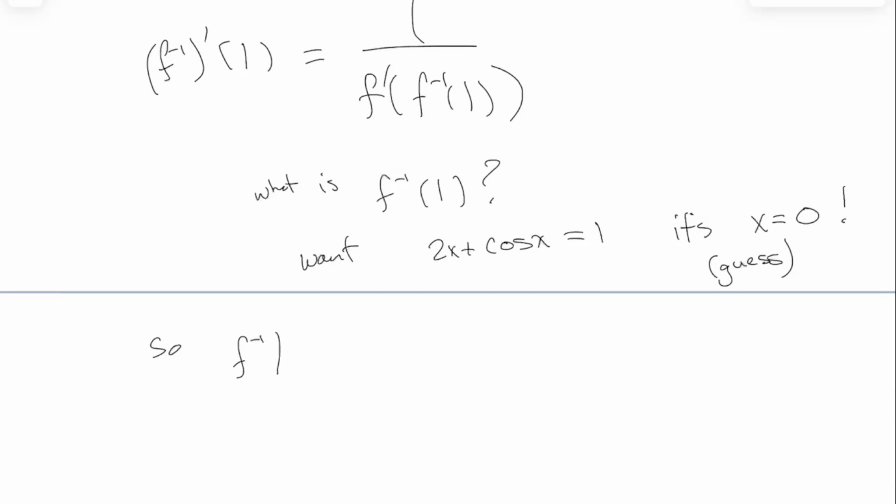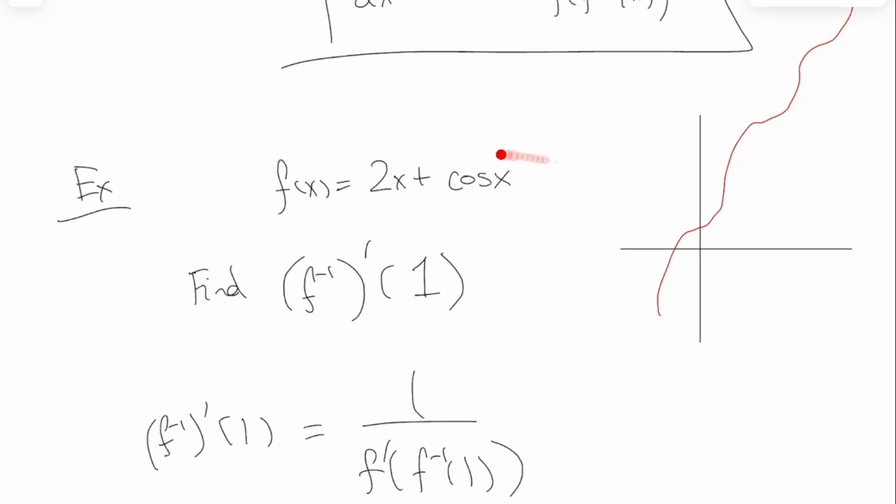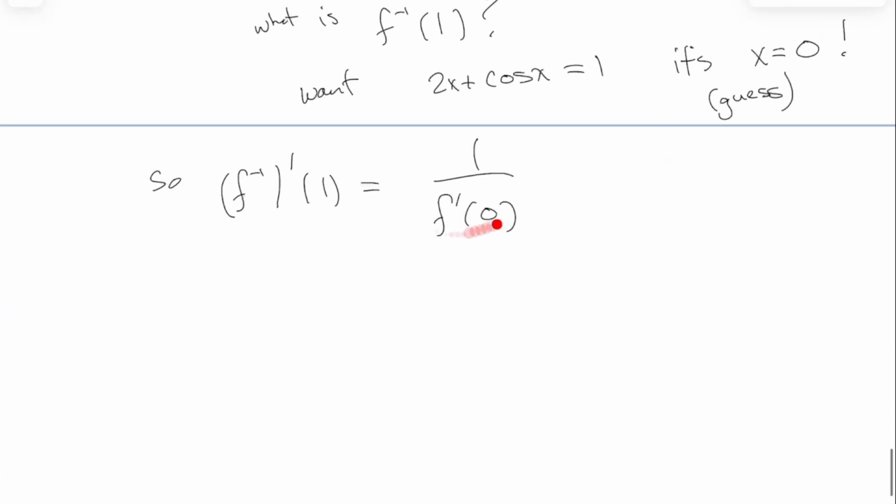All right. So continuing that formula above, f inverse prime of 1 equals 1 over f prime of 0. That was that innermost part, which ended up equaling 0. Is there a way for us to find f prime of 0? I think there is, because this is f of x, right? So we can find f prime of 0 by taking the derivative. Remember, f of x equals 2x plus cosine x. That means take the derivative first and then plug in 0.